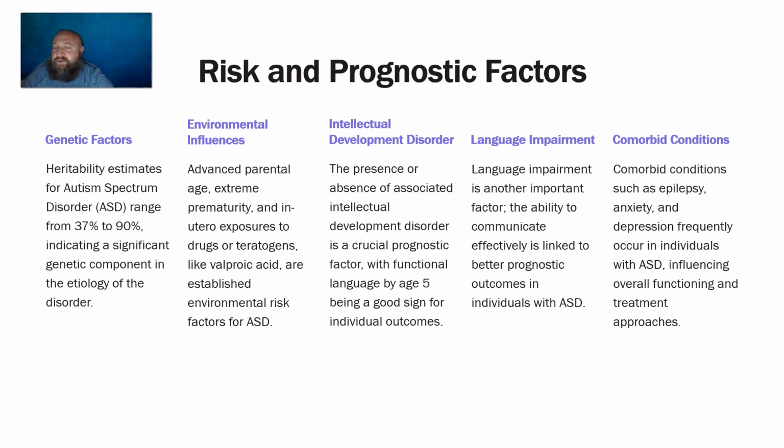Environmental influences. Advanced parental age, so having a mother or a father who is older, can increase the risk of the child having ASD. Extreme prematurity, so a child that's born preterm. And in utero exposures to drugs or teratogens. A teratogen is any substance that can cause harm to a child when they're in the womb. That can be a whole host of different things. Usually teratogen is used just to refer to substances, right?